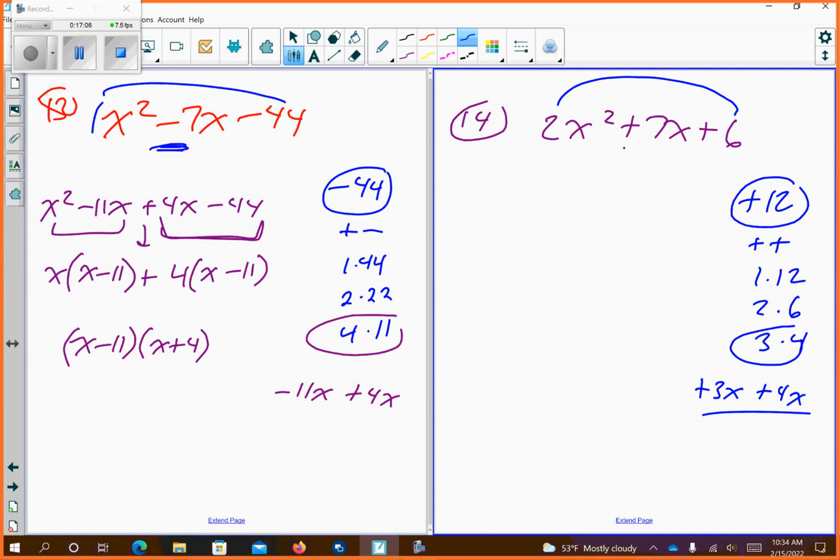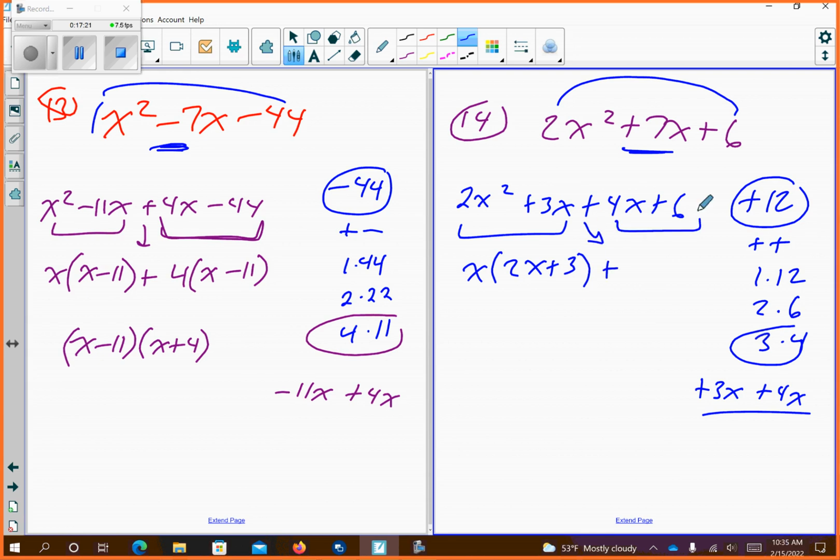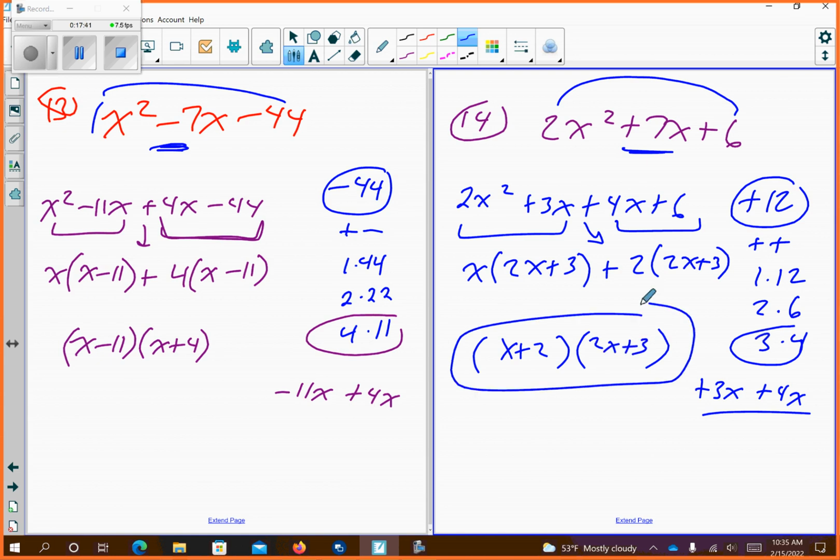Okay, this is going to replace that. So I get 2x squared, whatever order you want, plus 3x plus 4x plus 6. Factor an x out, and that leaves me 2x plus 3. Plus sign comes through. What can I factor out of those two? 2. Good. And that leaves me 2x plus 3. The answer is? x plus 2, 2x plus 3. Sweet. Cool. I like it.